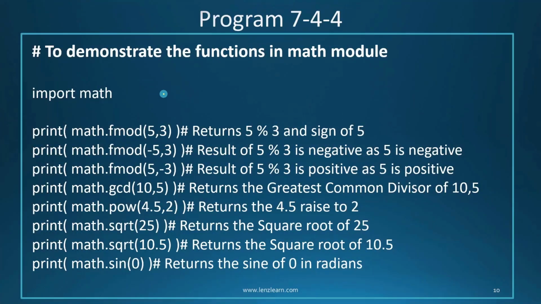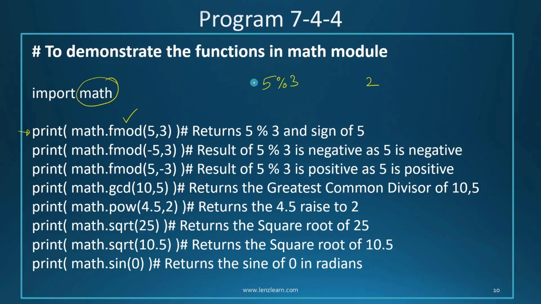Now in this program also we will be continuing with the math module. Here we are going to see some more functions called fmod, gcd, pow, square root, and the trigonometric function sine. So now let us see each function one at a time. The fmod is actually your modulo operator. So it will do 5 modulo 3. So the result will be 2.